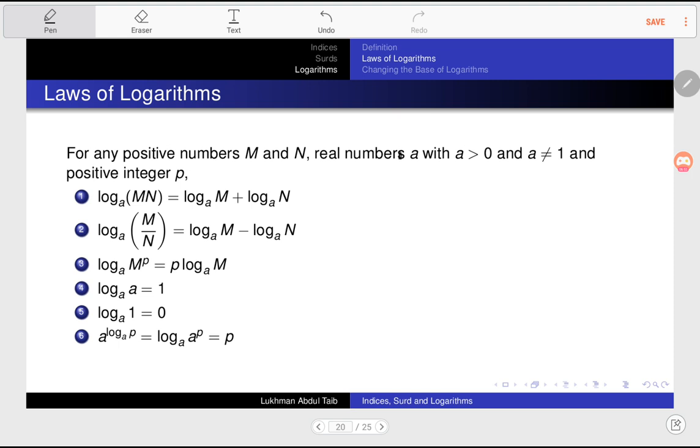The second one is when we have a single logarithm, but the bracket is in the form of a ratio, capital M over capital N. These two positive numbers can be separated into two separate logarithms, separated by a minus sign. So we have log of M over N to the base a equals log capital M to the base a minus log capital N to the base a. This is also connected to the law of indices: a to the m over a to the n equals a to the m minus n.